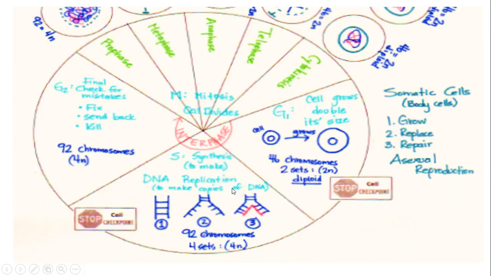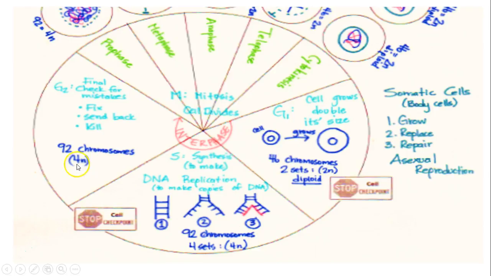S is the synthesis phase. This is where DNA replication occurs, which I'm going to talk about in a little bit. DNA replication has 3 steps. You have your double helix. The double helix unzips with the help of DNA helicase. Then you start forming 2 new strands. They're semi-conservative. What that means is you have 1 old strand and 1 new strand. So you get 2 identical strands, all right? At the end of the S phase, instead of having 46 chromosomes, now you have 92 because you duplicated, you replicated your DNA.